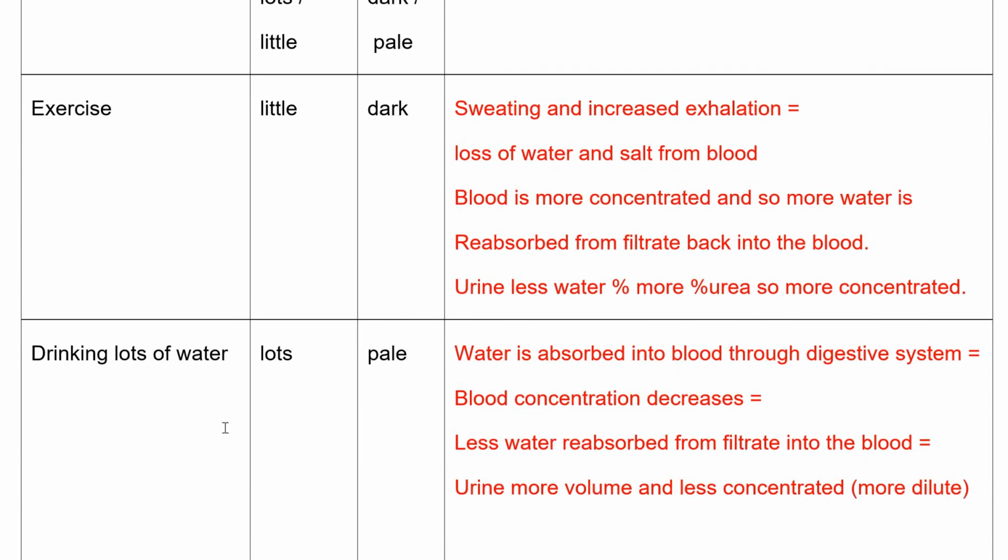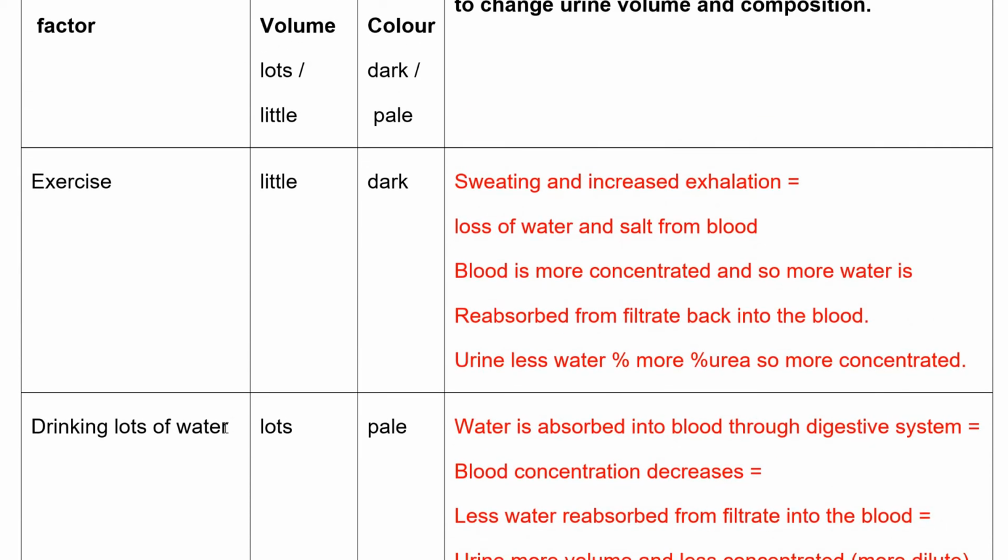When you're looking at exercise, what is that going to do to urine? Well, there'll be little urine. It's also going to mean that the urine will be darker. Why? Very simply, when you sweat, or you breathe out lots, because that's what happens when you exercise, you're going to lose water, you're going to lose salts. The blood will become more concentrated because the water is lost. This means that there is a need to reabsorb filtrate back into the blood. That means that the urine will have less water and more urea. So there'll be less urine volume, and it will be more concentrated in terms of urea and will look darker.